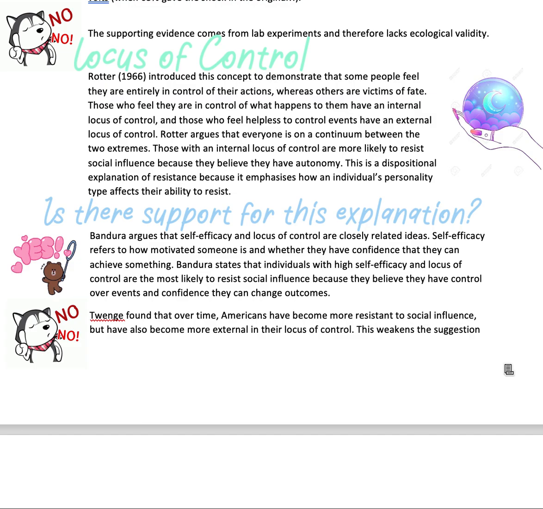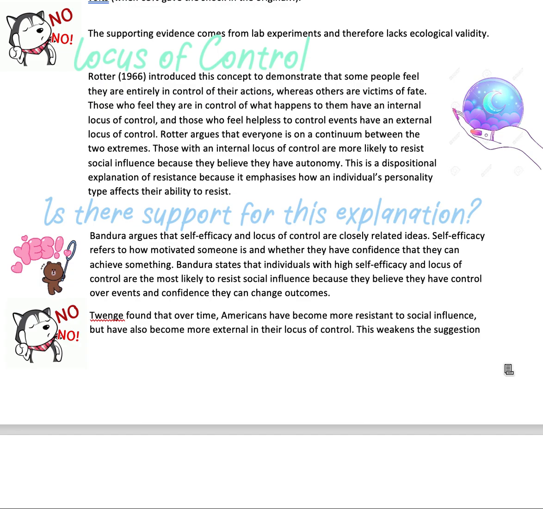So people with a strong internal locus of control or a high internal locus of control feel that they are in control of their behaviour. They take responsibility for their actions. They're more autonomous and independent in their decisions, so therefore they're less likely to be obedient.